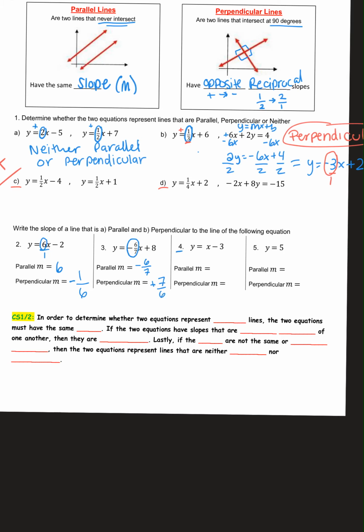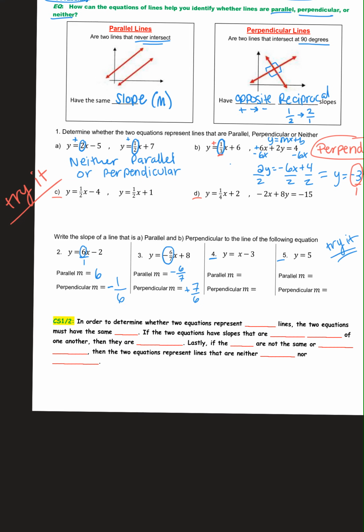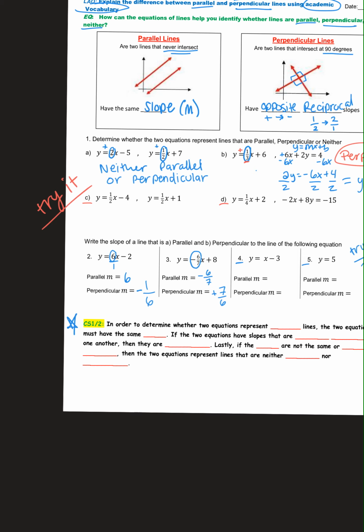Now I want you guys to try 4 and 5. These ones are pretty tricky, so try it out. It's okay if you get it wrong, but try it, okay? Then I want you guys to do your chunk summary, number 1 and number 2. And also, you should probably write a couple questions or connections.